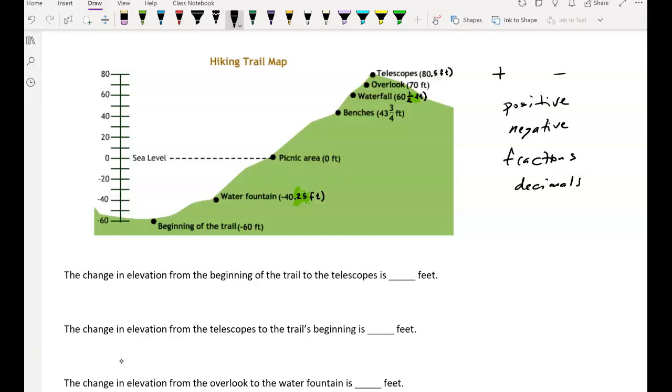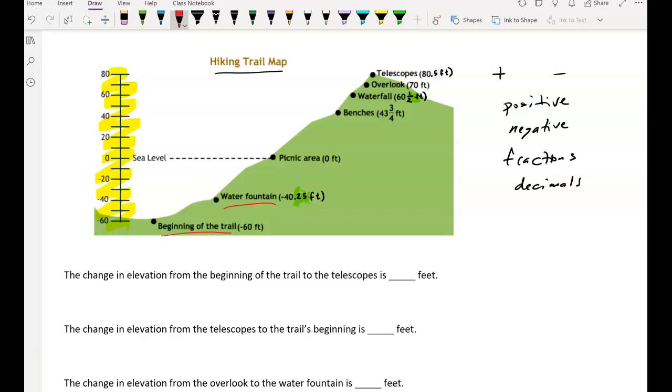So let's start off. What we have here is a hiking trail map, and on this hiking trail map, you can see on this side over here we have an elevation scale that tells the elevation of the different features of our map. So we've got the beginning of the trail is at negative 60 feet. So that's 60 feet below sea level. There's a water fountain at negative 40.25 feet below sea level. The picnic area is at sea level.